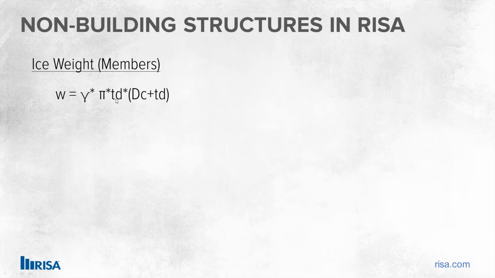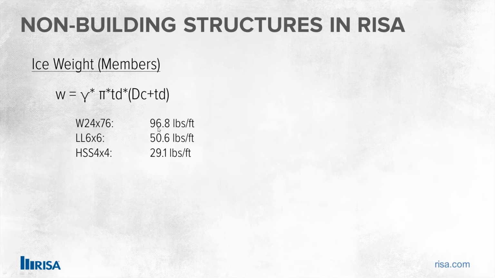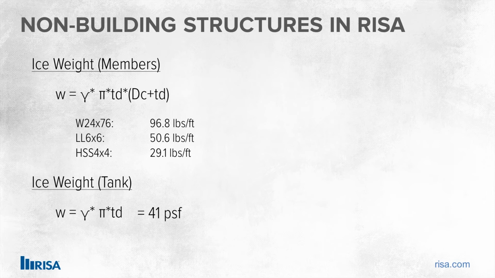And that's just gamma times the ice thickness and the diameter of the member. And so what we find is that that weight on the W24 by 76 ends up being just shy of 100 pounds per linear foot. That's a lot of ice. And we can see even on the L6 by 6 and on the tubes, we still have quite a bit of ice weight, and we're going to have to apply that onto the members. Now for the tank itself, that can also pick up ice weight as well, and so we can calculate that out to be 41 psf of weight of ice that's going to be sitting on that tank.